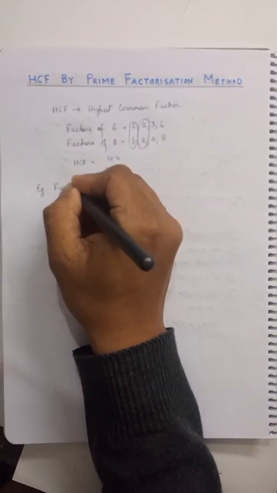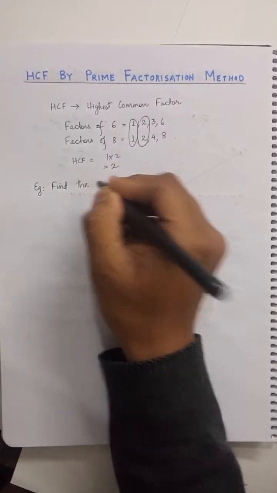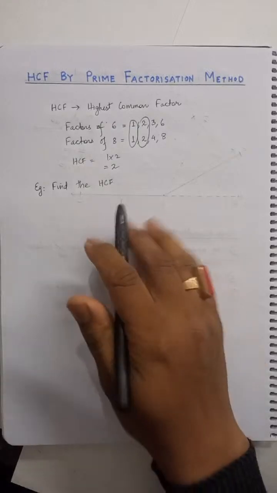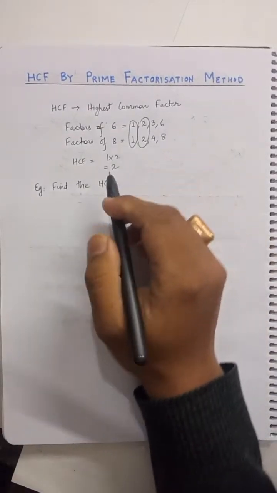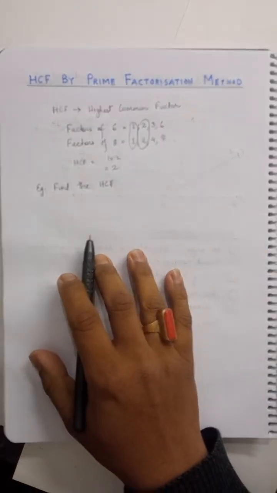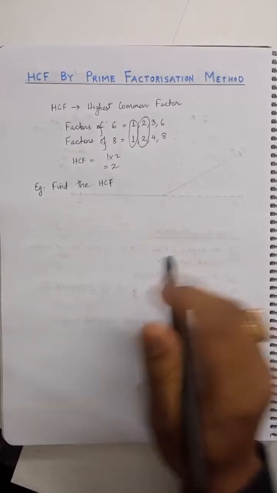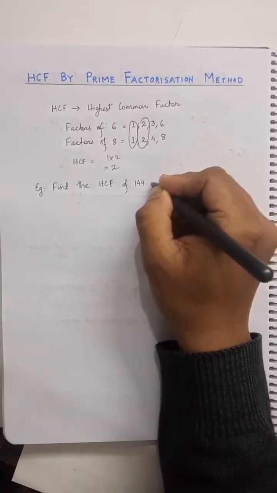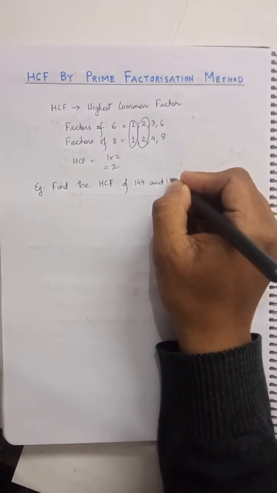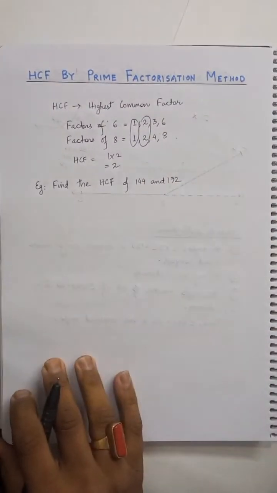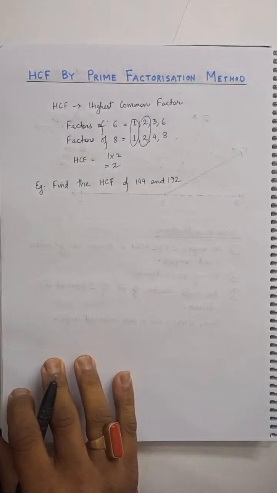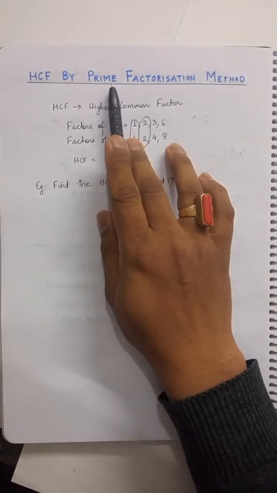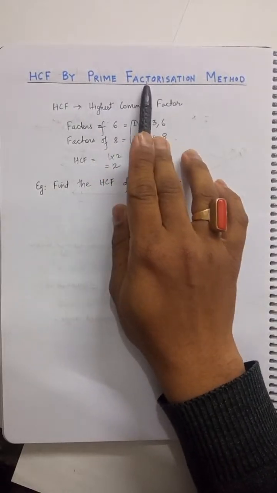Example: find the HCF. I will be writing HCF, I won't write highest common factor again and again. So find the HCF of 144 and 192. Now as the name is suggesting, HCF by prime factorization method.